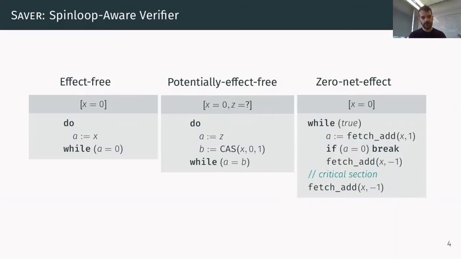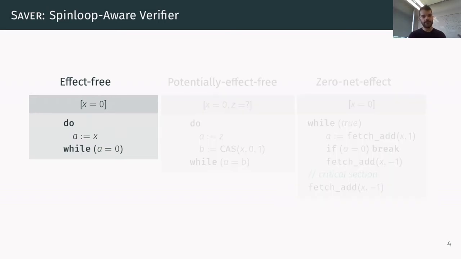So in this talk, I'll describe 3 different categories of loops that Saver can handle, namely effect-free loops, that is, loops that have no side effects, potentially effect-free loops, that is, loops that may have side effects, but this is not known statically, and zero net effect loops, that is, loops that do have side effects, but these side effects cancel each other out, with the result being that we reach the same state when a full iteration is completed. I'm going to go over each of these categories during this talk, and let's start with effect-free loops.